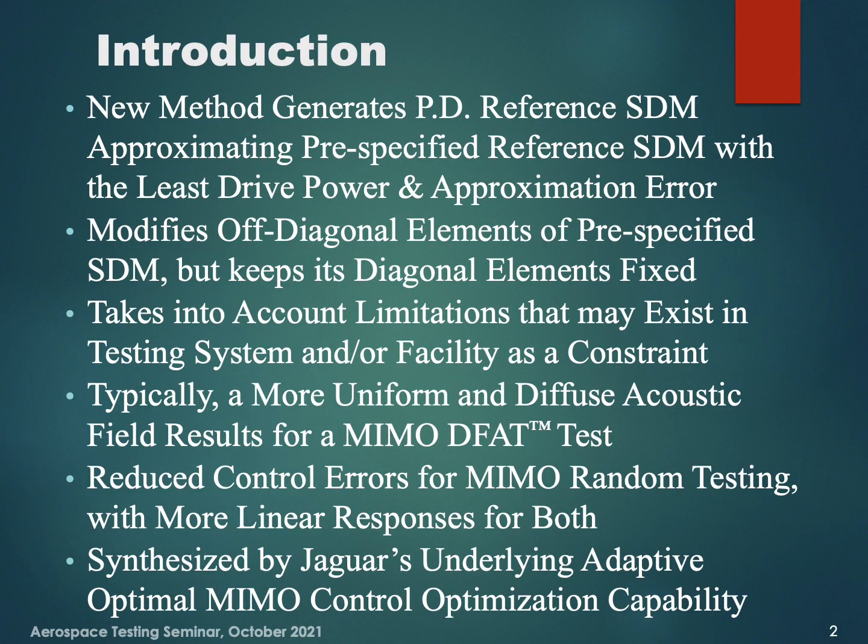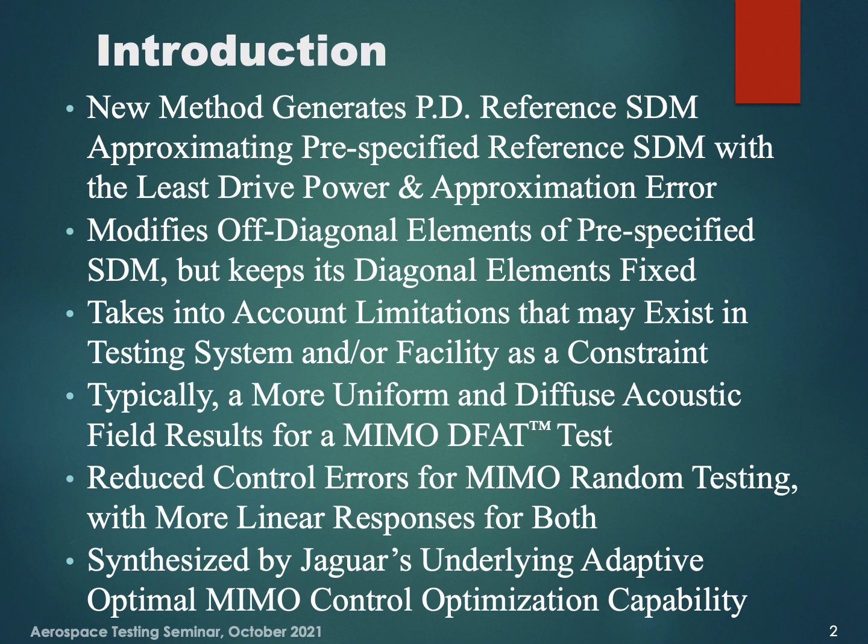This new method generates a positive definite reference spectral density matrix that approximates a pre-specified reference spectral density matrix with the least drive power and approximation error. It modifies the off-diagonal elements of a pre-specified SDM, but keeps its diagonal elements fixed. It takes into account limitations that may exist in testing systems and/or a facility as a constraint. It's unlike other methods that are out there like this.